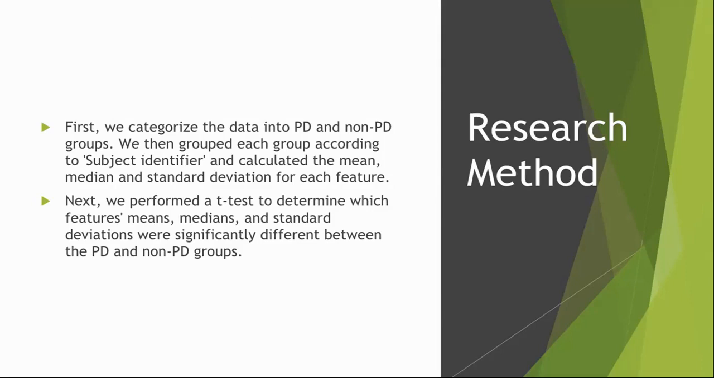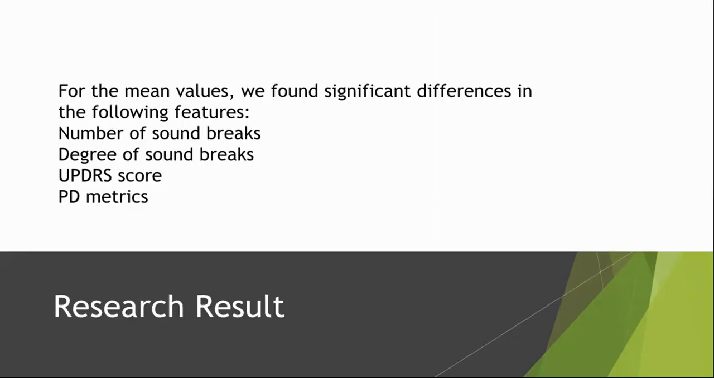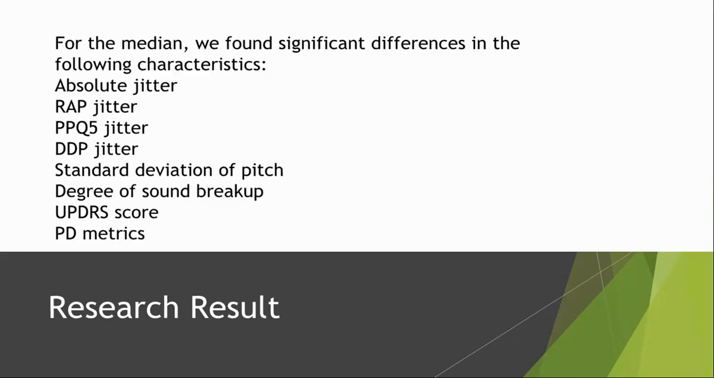PD and non-PD groups. In terms of research results, for the mean values, we found significant differences in the following features: number of voice breaks, degree of voice breaks, UPDRS score, PD matrix. For the median, we found differences in the following characteristics: absolute jitter, RAP jitter, PPQ5 jitter, DDP jitter, standard deviation of pitch, degree of voice breaks, UPDRS score, PD matrix.